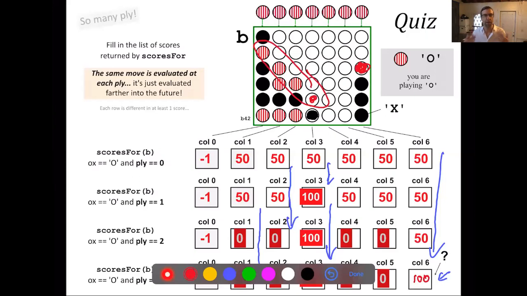Right, if we're ply three and we move in column six, now we think about how a ply two opponent would respond. A ply two opponent would respond by blocking the win in column three. And then a ply one person will see that diagonal win and move it. Right? So this is how the scores for function is going to work. It's going to return seven numbers in this case. Each number is going to be a negative one, a zero, a 50, or a 100. And it really depends on how far ahead you're looking.